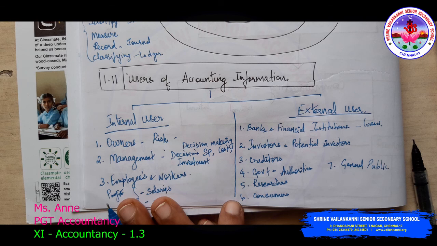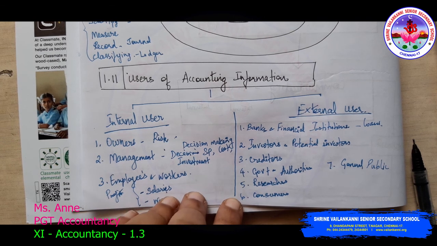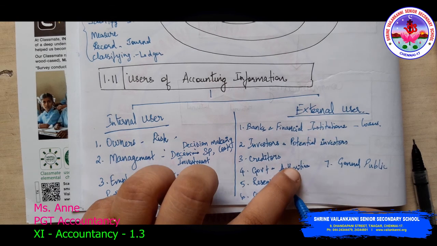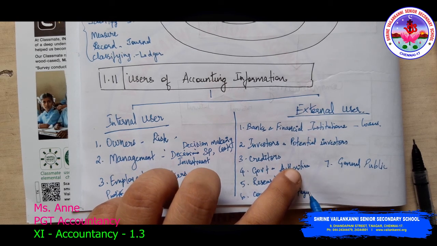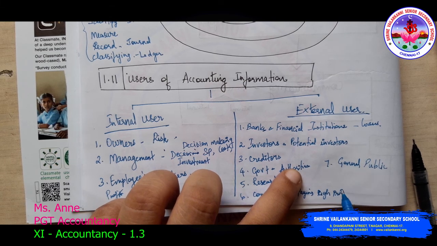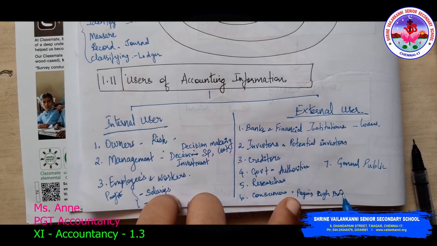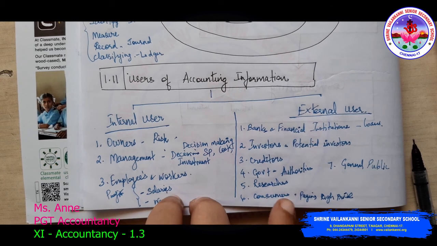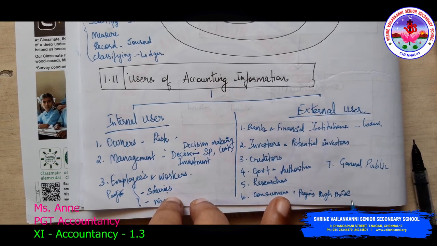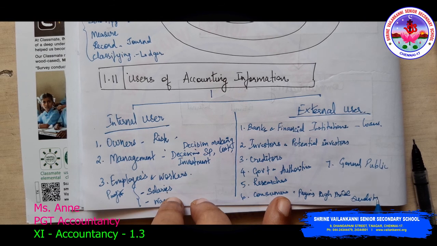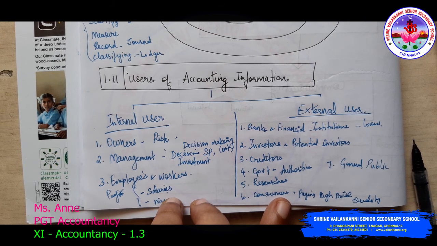The sixth person is the consumers, the persons who are consuming the goods of a particular company, or consuming the service of a particular company. They are interested to know whether they are paying the right price for the goods, whether they are getting them from a good company, good quality, it depends on the quality of the company.